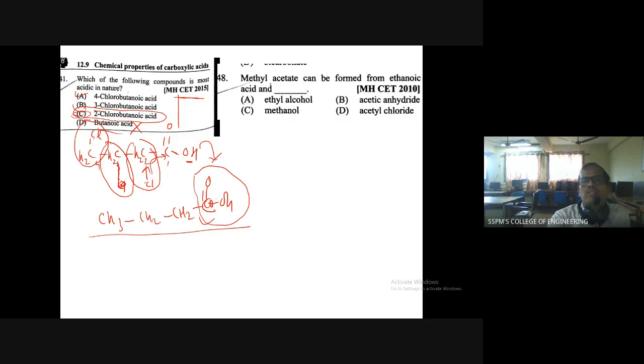Now next question: methyl acetate can be formed from ethanoic acid and what? बघा किती सोपा क्वेश्चन विचारला बघा, MHT CET 2010. Okay, methyl acetate can be formed from ethanoic acid and what? So what is the product? Methyl acetate. So we should be able to write the structure of methyl acetate first. Methyl acetate means what? CH3COOCH3. This is methyl, this is acetate.